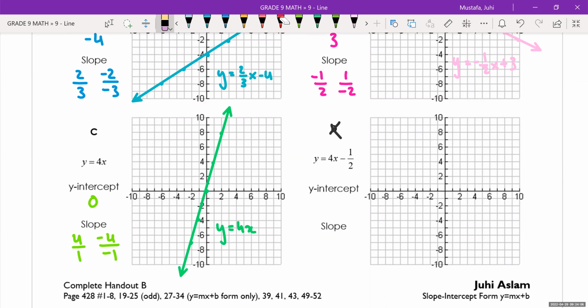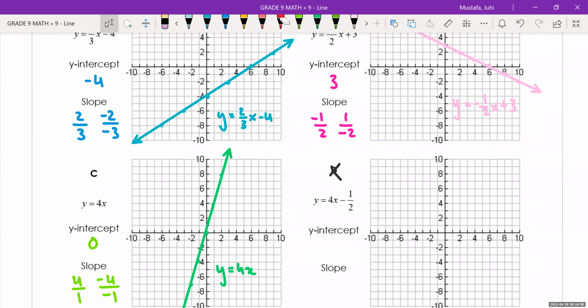A couple of things to remember not to lose easy marks on. Make sure you're using a ruler or a straight edge. Make sure you have arrows on both sides, and make sure you always label your lines with the proper equation.